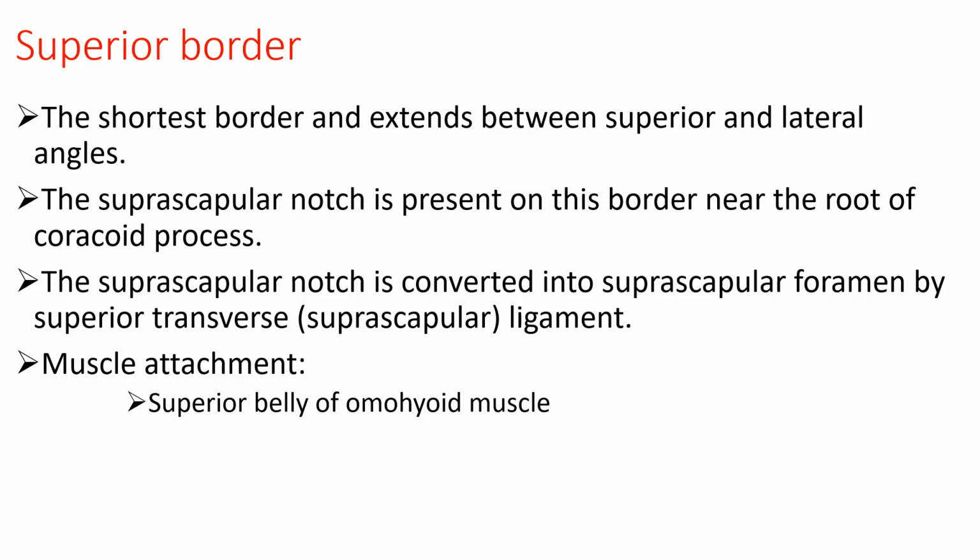Then the superior border, this is the shortest border and it extends between the superior and lateral angles of the scapula. Then we have the suprascapular notch on this border near the root of the coracoid process. Now this notch is converted into the suprascapular foramen by the superior transverse ligament. This is one of the ligaments that provides support to the scapular bone. The muscle attachment, we have the superior belly of the omohyoid muscle.